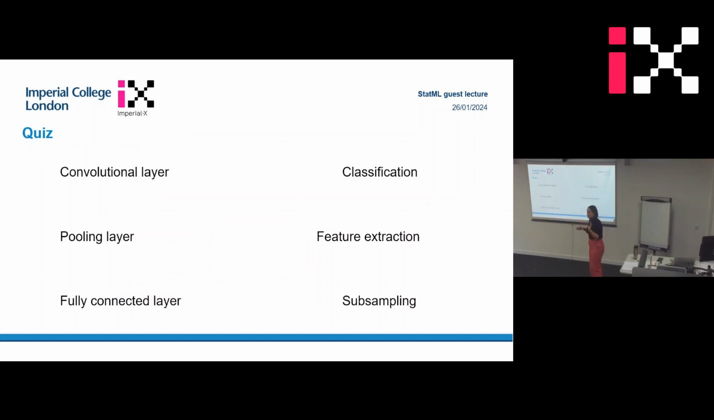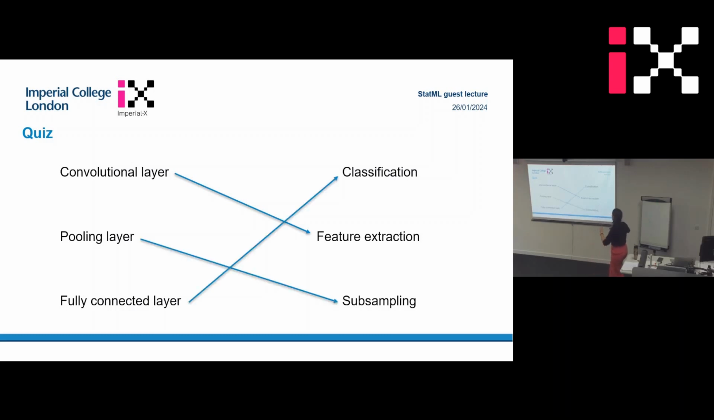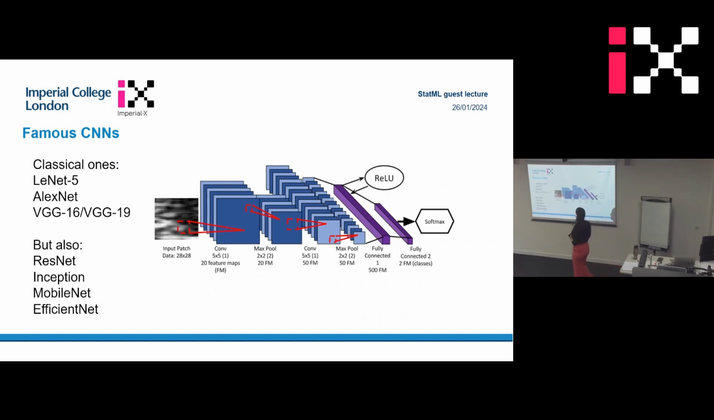Okay, so just a small quiz, just to see if you were listening. So which would go with what? What do you think the convolutional layer is doing? Is it doing classification, feature extraction, or subsampling? Feature extraction. Yay! Yes. And what is the pooling layer doing? Subsampling. Yes. And then the fully connected layer is for classification. Cool. You're listening.